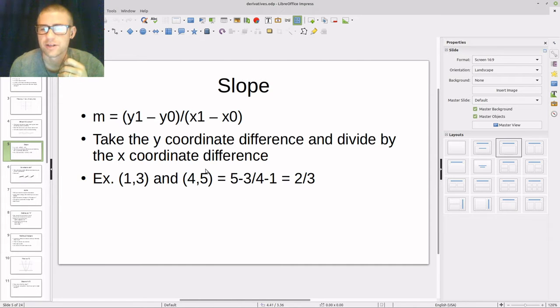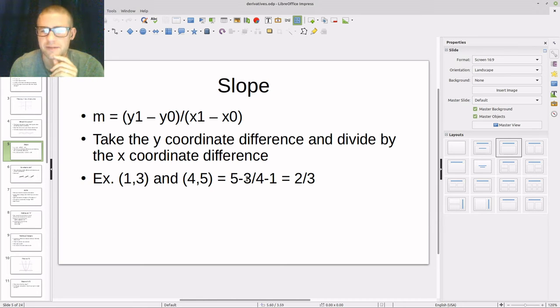What I'm going to do is input the y values into the numerator, so up here and up here, and I'm going to take that difference. It doesn't matter which direction I go, whether I put 5 or 3 first, but I have to associate the appropriate x in the same order on the denominator.